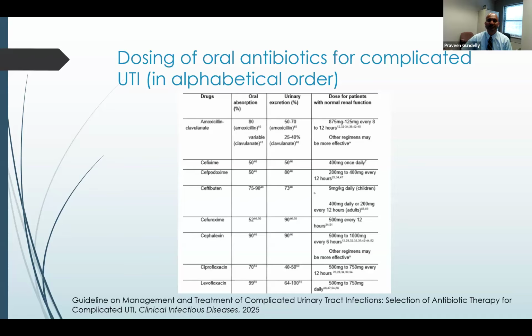Generally, Macrobid is not recommended to treat complicated UTI. You can use it to treat simple cystitis, but not a complicated UTI where there is a concern that the kidney might be infected, because Macrobid is not concentrated in the kidney. It is excreted in the kidney and achieves good concentrations in the bladder, but it is not effective to treat pyelonephritis.